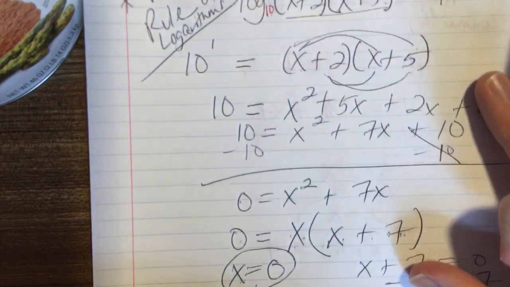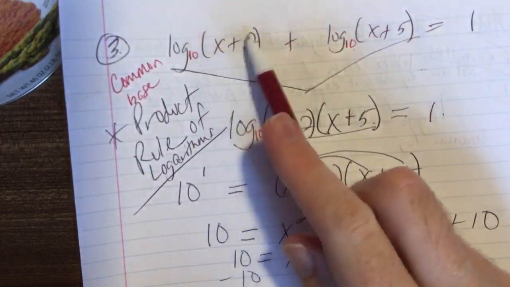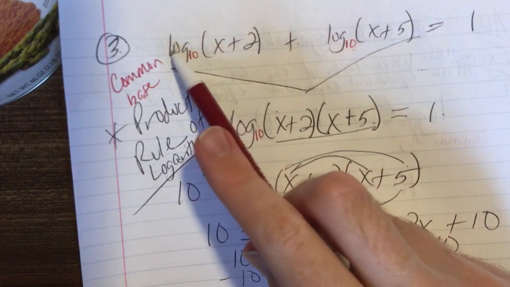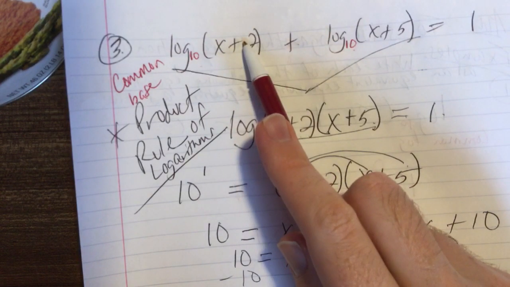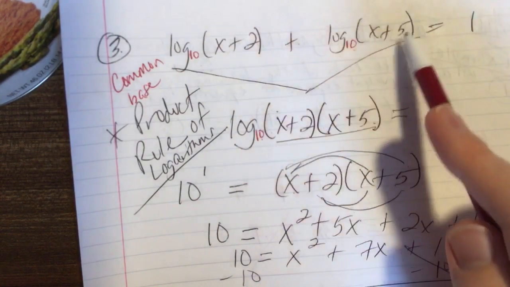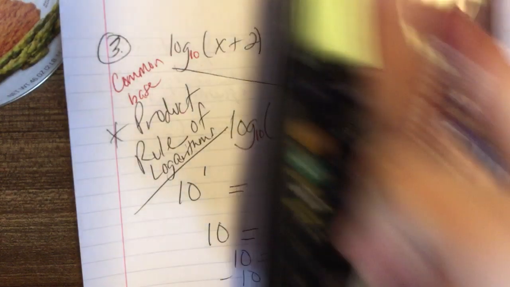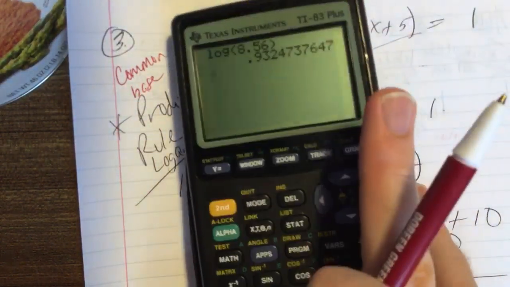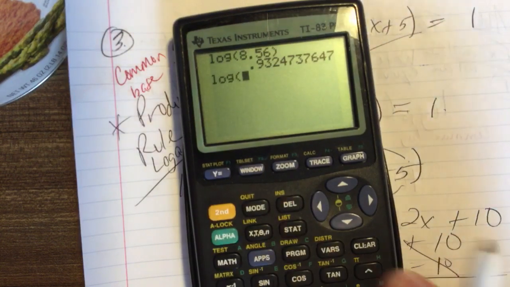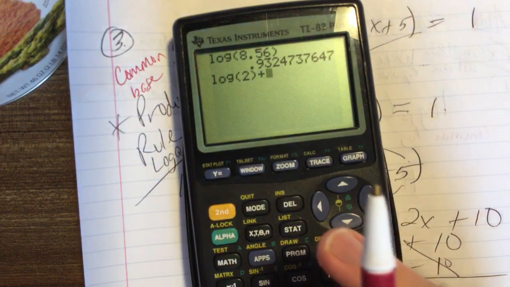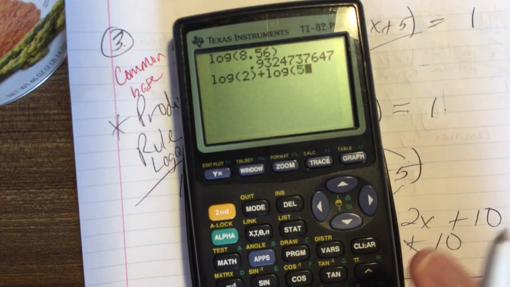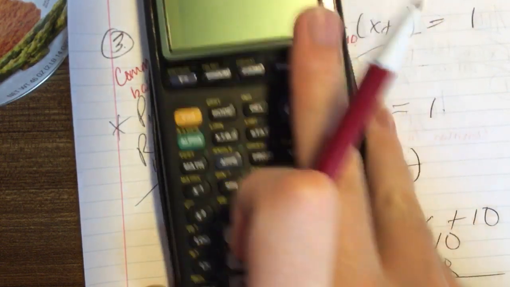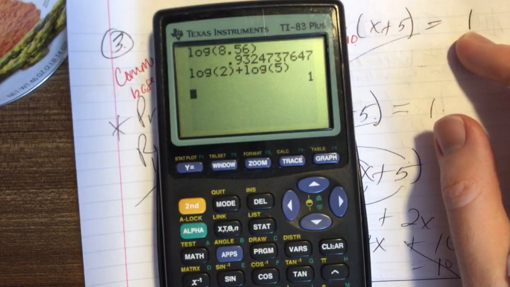So we're going to first check to see if x equals 0 is valid. If we take x as 0, this would be the log of 2 plus the log of 5. On our calculator, we're going to see if the log of 2 plus the log of 5 comes out as equal to 1, and it does, which is working. So that is definitely a solution. The other solution that we got was negative 7. Let's check that one out.